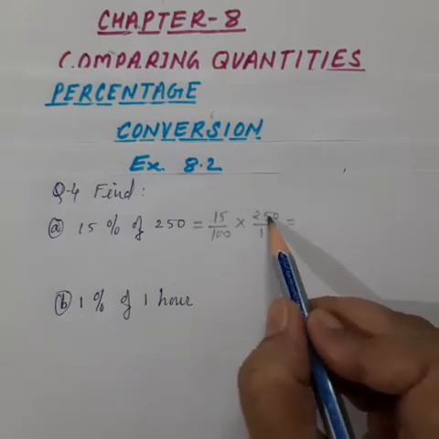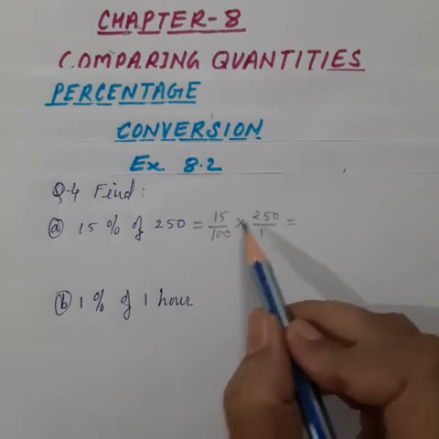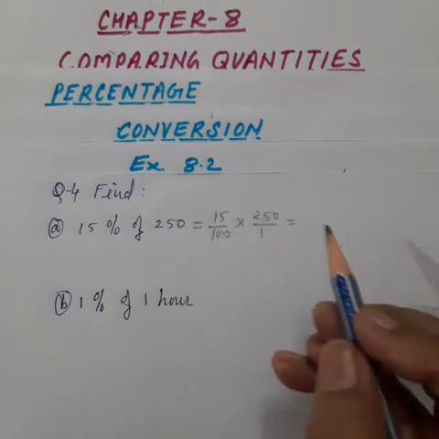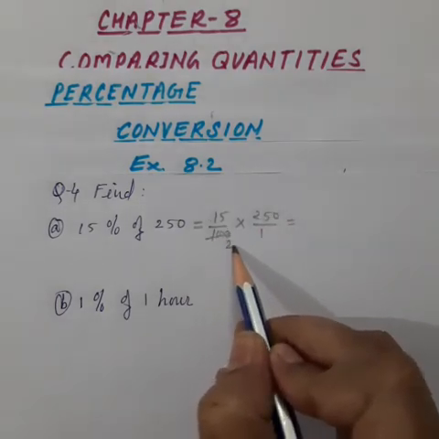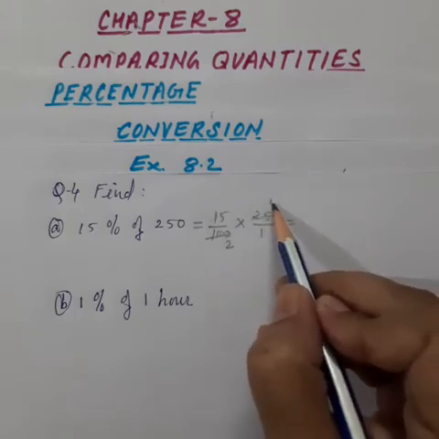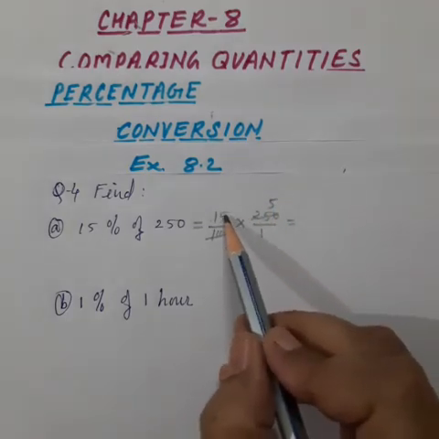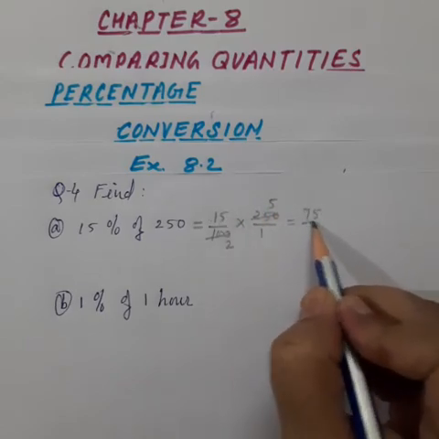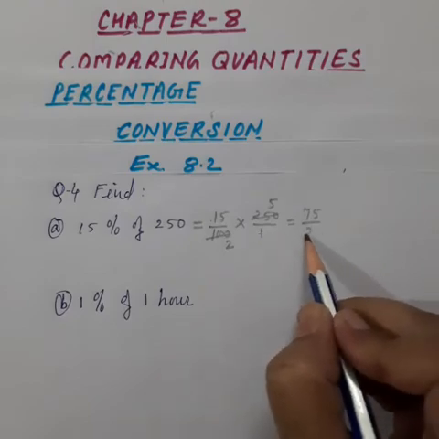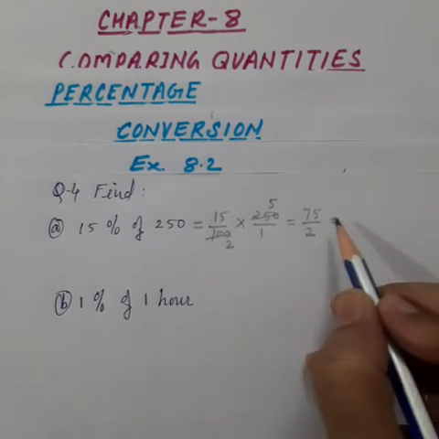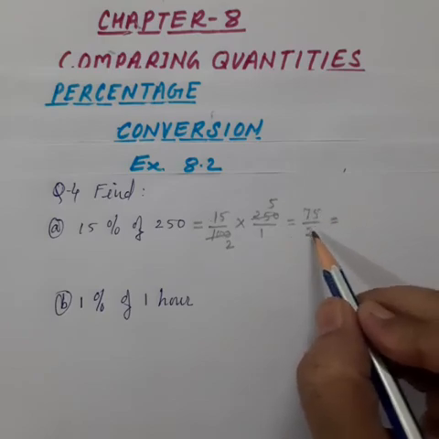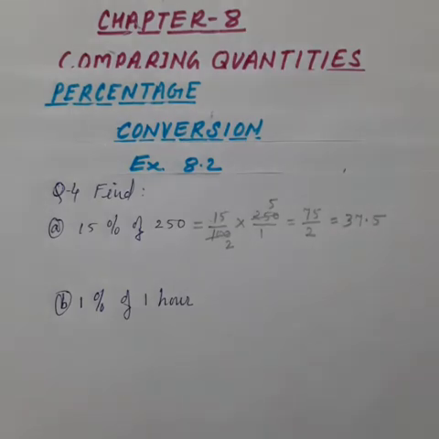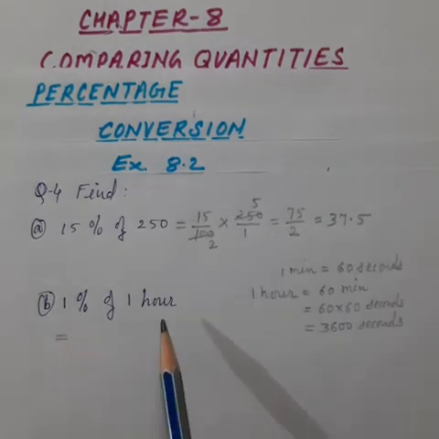Now see here, 250 and 100. Both have 50 as a common factor. So we can divide both by 50. 50 twos are 100 and 50 fives are 250. Now multiply numerators. 15 fives are 75 and 2 ones are 2. So divide this 75 by 2. We will get 37.5. B. 1% of 1 hour.